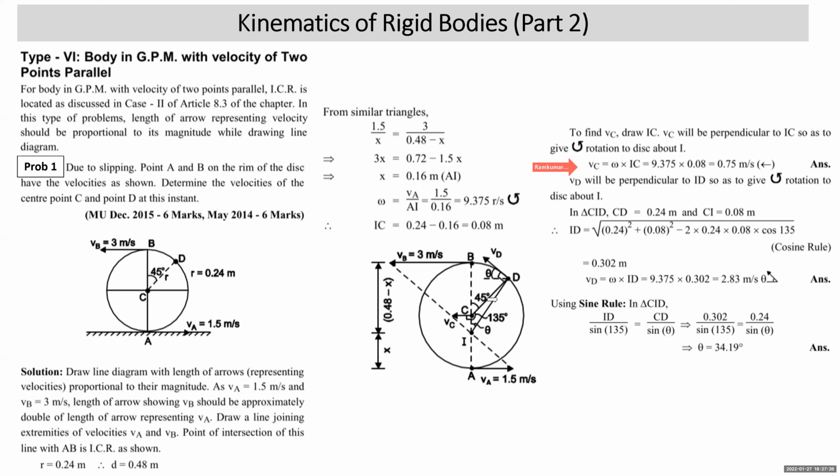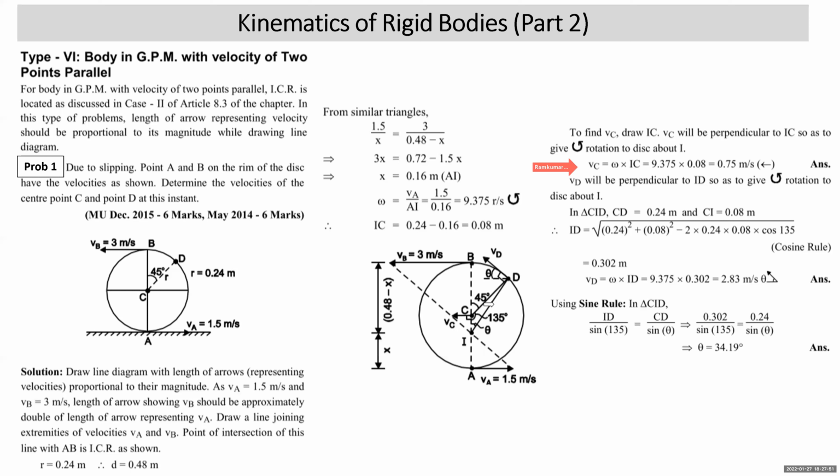We have joined. Velocity of point D should be perpendicular to DI in such a way that it gives anti-clockwise rotation. Right? In triangle CID, length CD is known to me. What is that? Radius 0.24. We know CI, that is 0.08. This angle is 45. So this angle is 135.